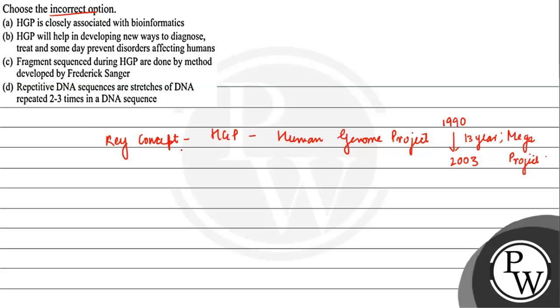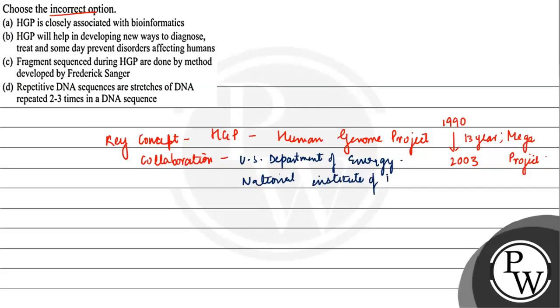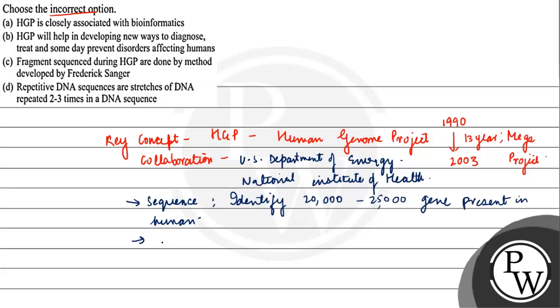The main institutes that contributed in initiating this project were the collaboration of the US Department of Energy and the National Institute of Health. It was a multinational project carried out to decode or sequence the genome. They aimed at deciphering the sequence of 3 billion chemical bases.